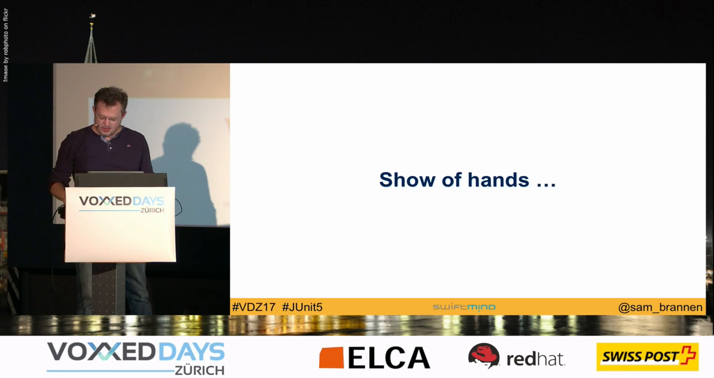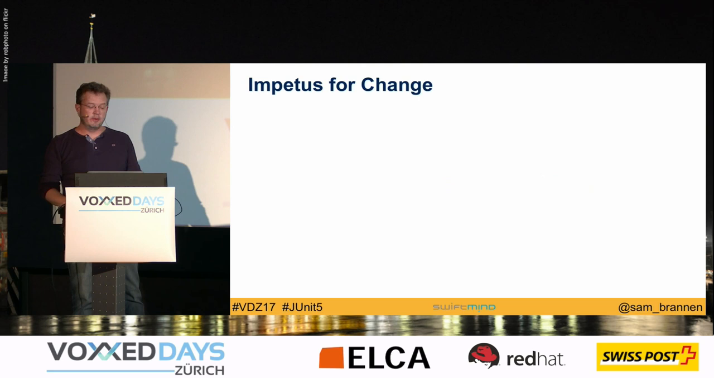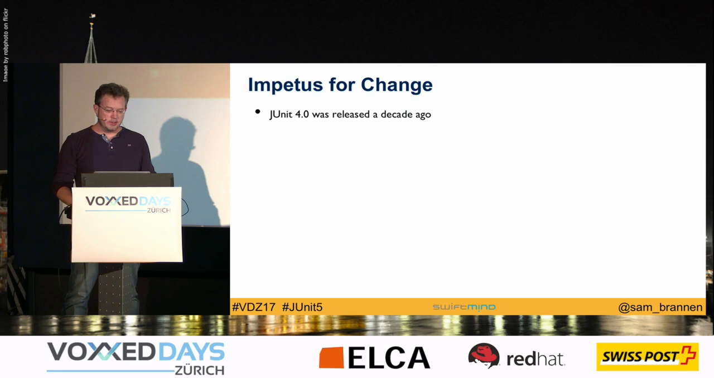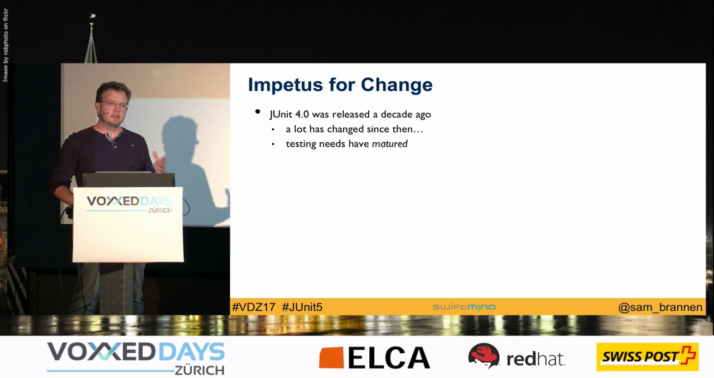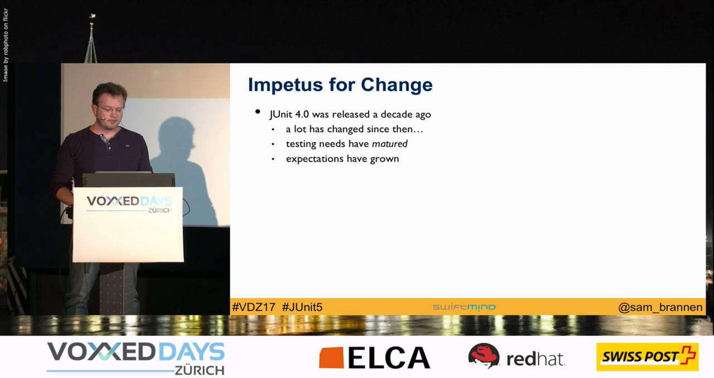So first up, why a new version of JUnit? JUnit 4 was released over a decade ago, and a lot has changed since then. Specifically, testing needs have matured, right? People don't just write small unit tests. People started writing integration tests, system integration tests, all sorts of things like that. And so our expectations of what a testing framework can do, those have grown over the years, right?